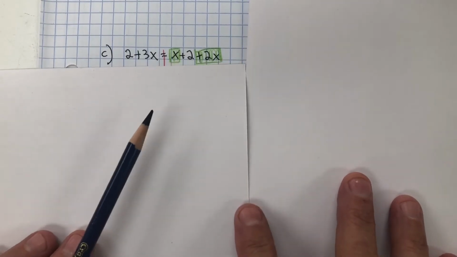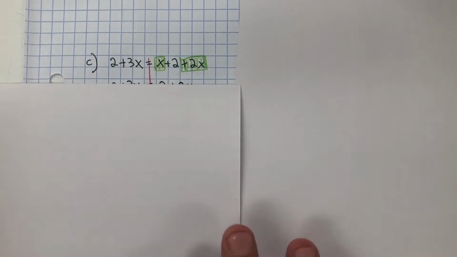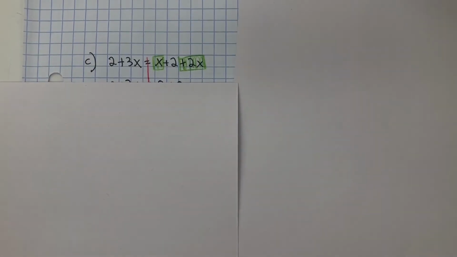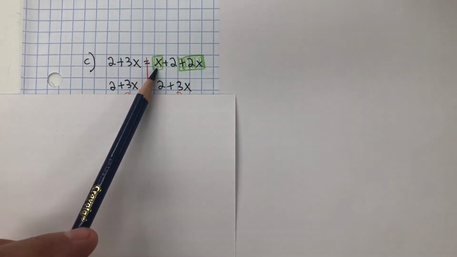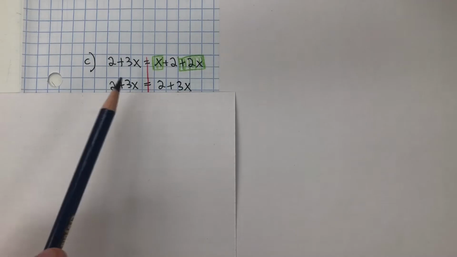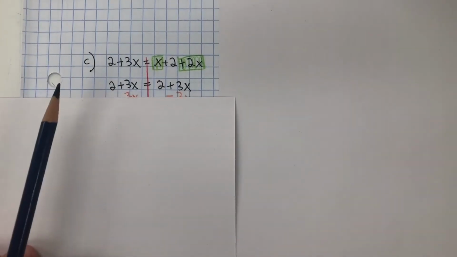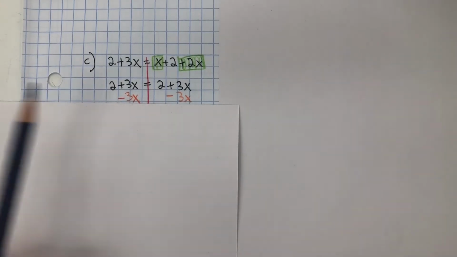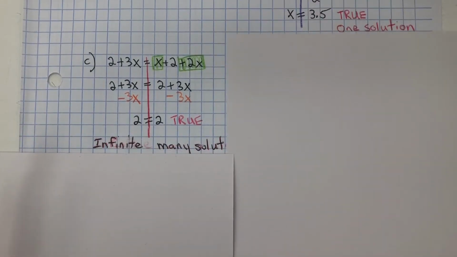In C, we need to combine like terms first. X plus x, 2x is 3x. Then we need to bring the variable to one side, subtract 3x from both sides, and we end up with 2 equals 2. That is true. So that's infinitely many solutions.